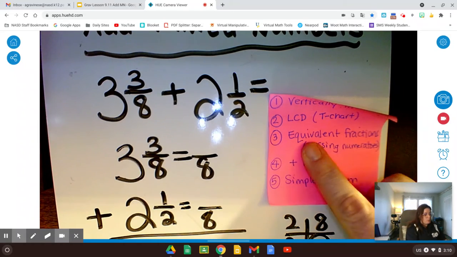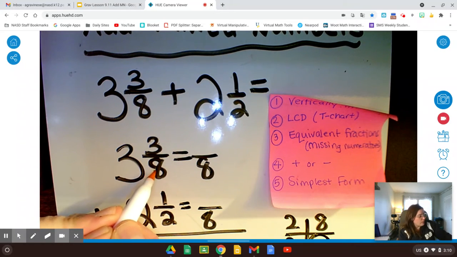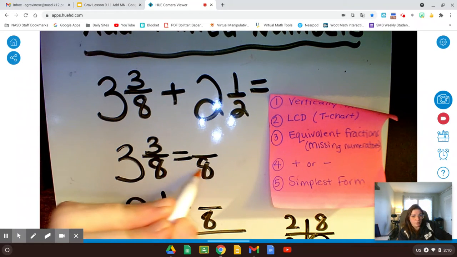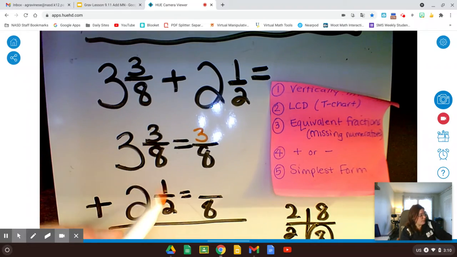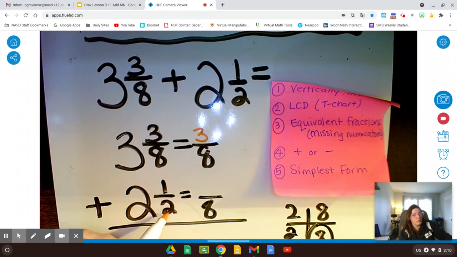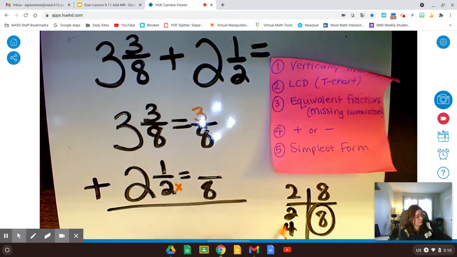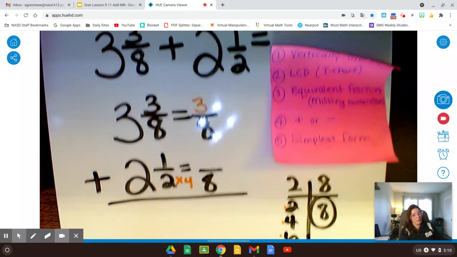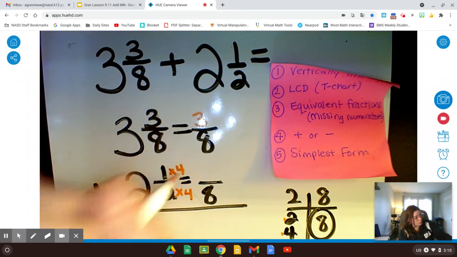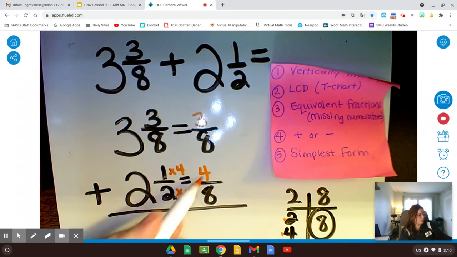So let's make equivalent fractions. Find that missing denominator. In my first fraction, 3/8, I already had 8, so I can keep it at 3. 3/8 equals 3/8. But in my second fraction, 1/2, I need to make that into eighths. 2 times what amount gives me 8? 1, 2, 3, 4. So I have to multiply my numerator of that fraction by 4 as well. 1 times 4 equals 4. So 1/2 equals 4/8.